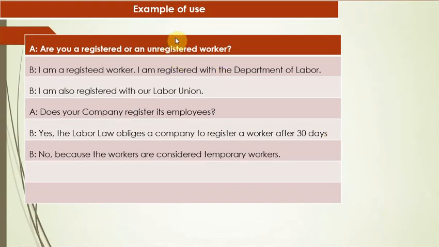Now we go to the question. If somebody asks you, are you a registered or unregistered worker? How would you respond to that? You can say, yes, I am a registered worker. Why? Because I am registered with the Department of Labor. Here in Brazil, it's called a CLT. So once you're registered with the Department of Labor, the department inside the Department of Labor responsible for that is CLT. I am also registered with our labor union. So since you're registered with the labor union, you must be registered with the Department of Labor.